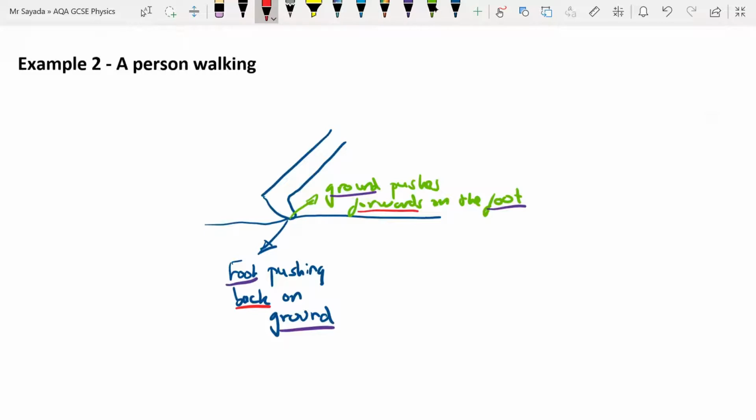So that's how all things move. This can also be applied to bicycles and cars and planes, anything where they push back on something in order to propel themselves forward. You could think about yourself swimming. You push back on the water and the water pushes you forwards. That is an example of Newton's third law.